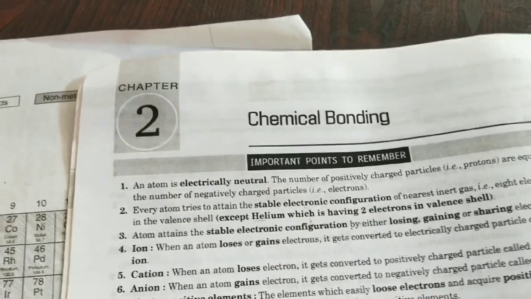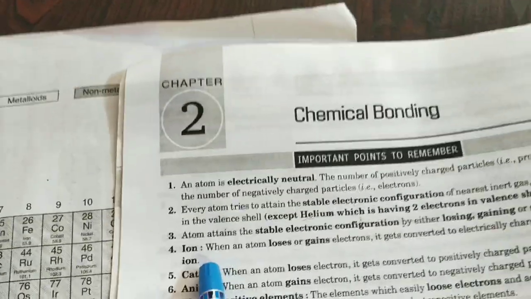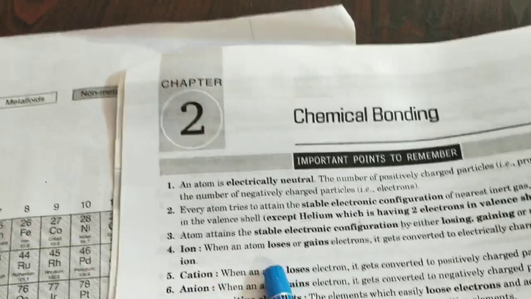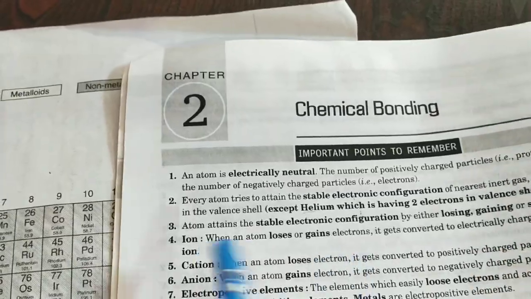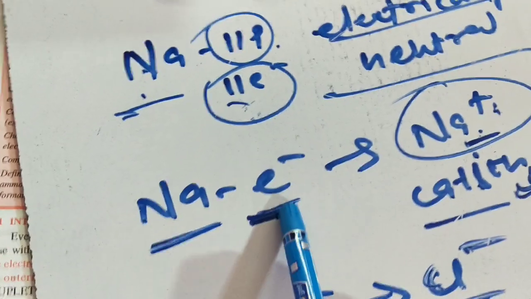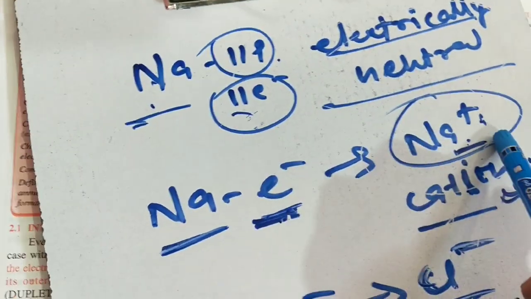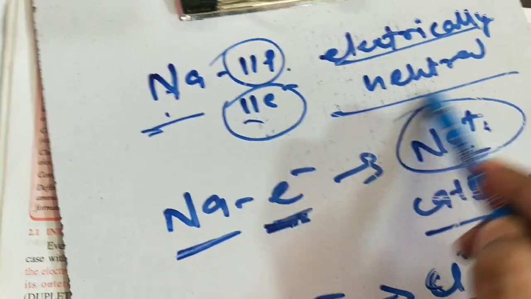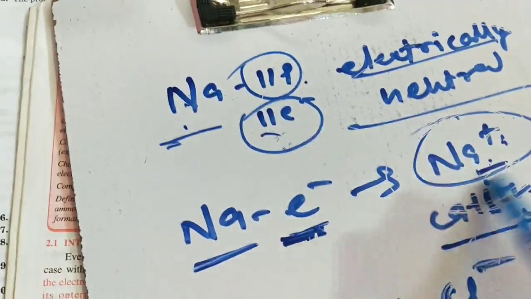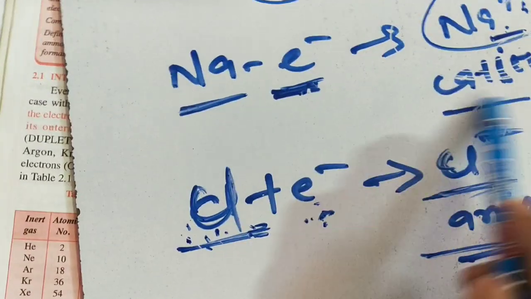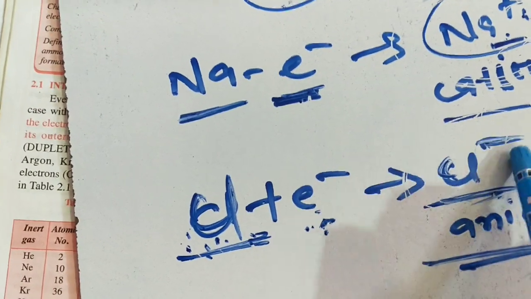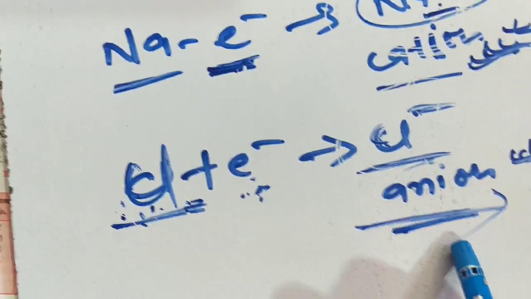In bonding, some terms arise, that is ions. What are ions? When an atom loses or gains electrons, it gets converted to an electrically charged particle called an ion. Here I am giving an example. When sodium loses one electron, it contains one positive charge, so it acts as a cation. The next example is chlorine. Chlorine takes one electron and converts into a chloride ion. It contains one negative charge, so it acts as an anion.